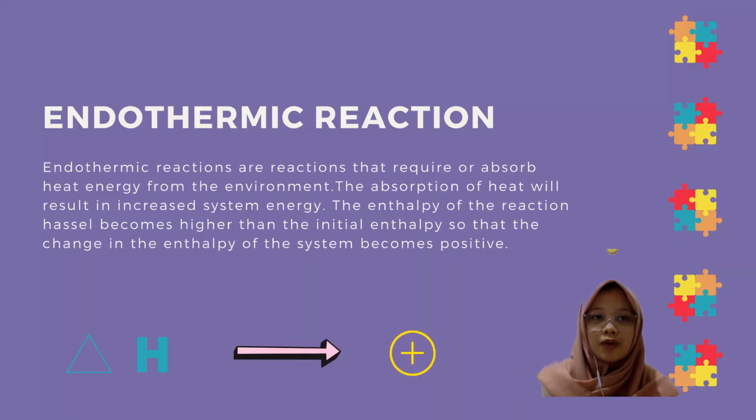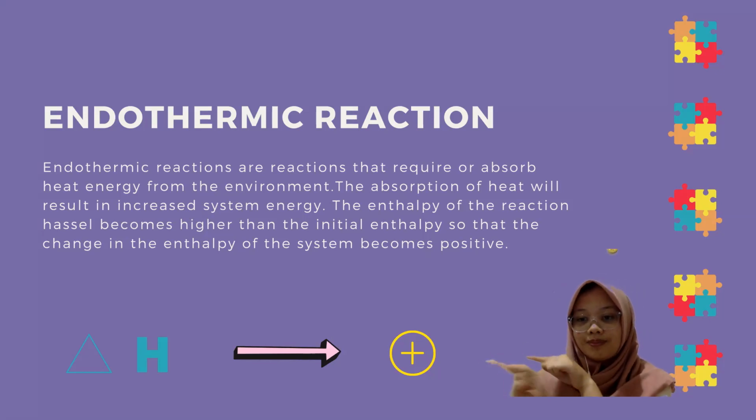The second type of chemical energetics is the endothermic reaction. Endothermic reactions are reactions that require or absorb heat energy from the environment. The absorption of heat will result in increased system energy. The enthalpy of the reaction becomes higher than the initial enthalpy, so the change in enthalpy of the system becomes positive. If we look at this, delta H, which means delta enthalpy, is equal to positive.